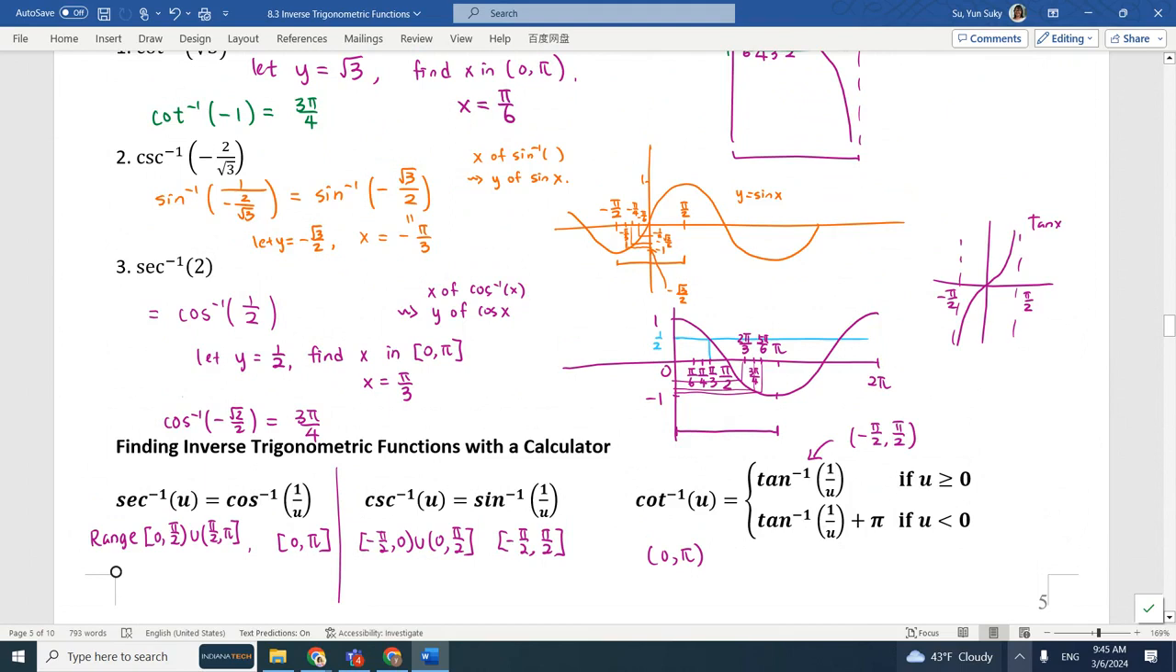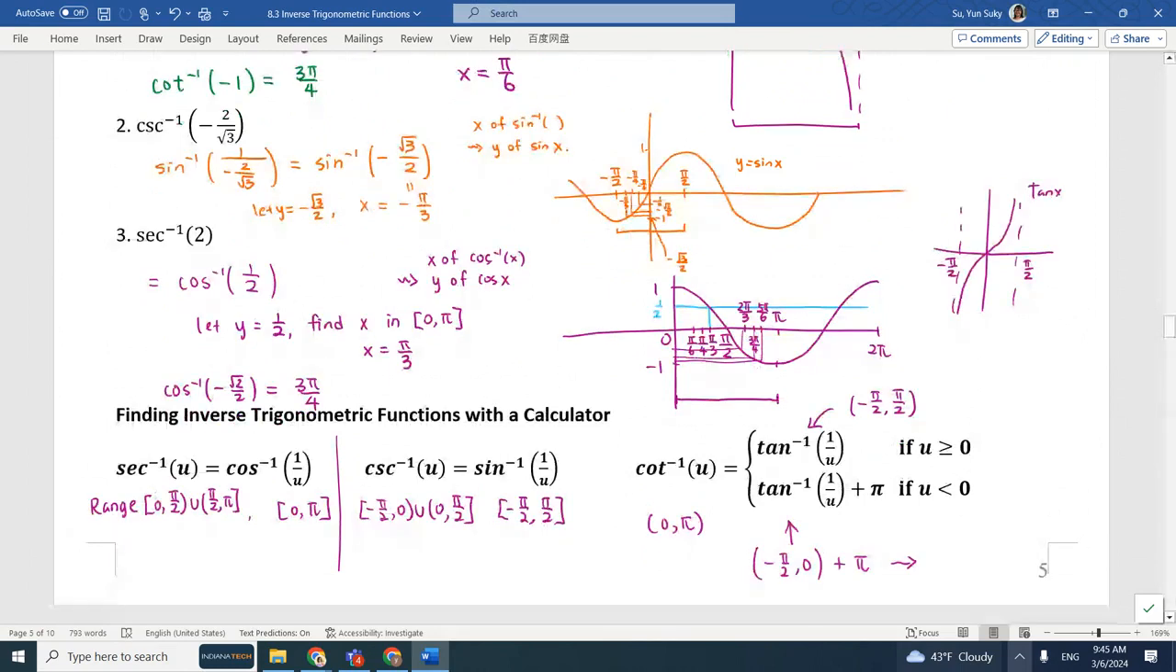Okay? You see? Because here it is from negative pi over 2 to 0. But when you add pi to it, it becomes what? Let's look at just the parentheses, don't include the endpoints. When you add pi to it, it becomes pi over 2 to pi.